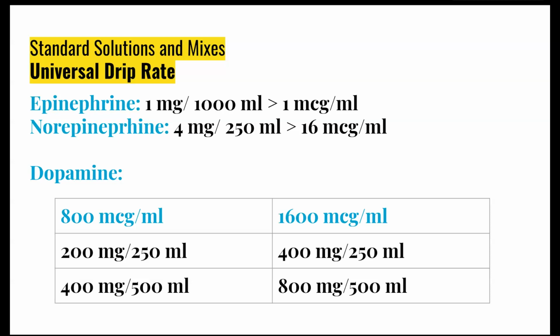So, just some standard solutions that we use, right? We talked about all your dopamine here. Other solutions that you're going to potentially encounter in the lab: epinephrine, because we will test you on how to set up an epinephrine drip, as it's a national registry item. Norepinephrine is now in protocol, so you need to know how to mix this. Your standard mix for norepi is 4 milligrams in 250 milliliters, and that calculates out to 16 mics per milliliter. We'll do that again at another time.